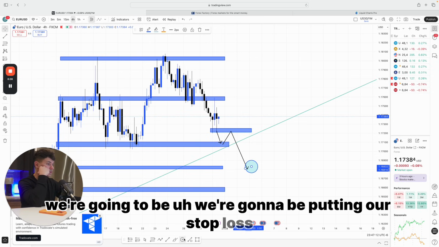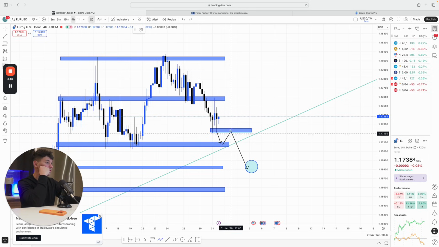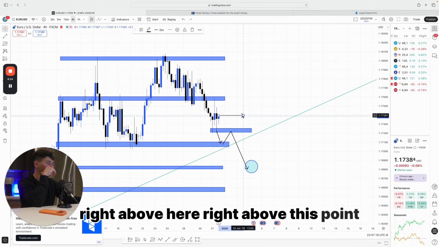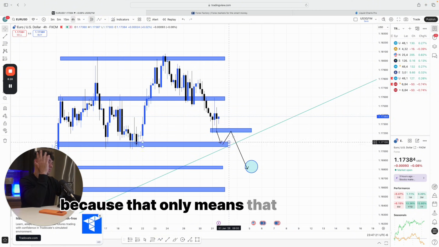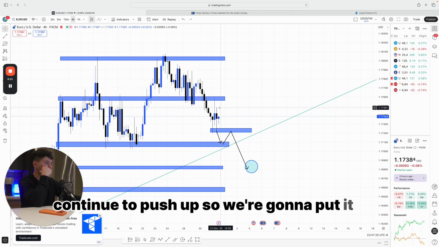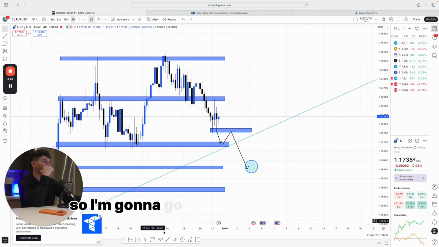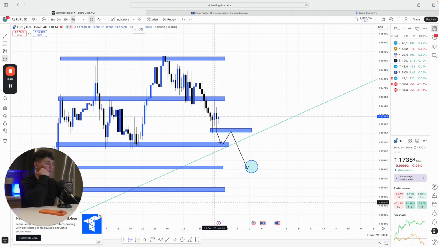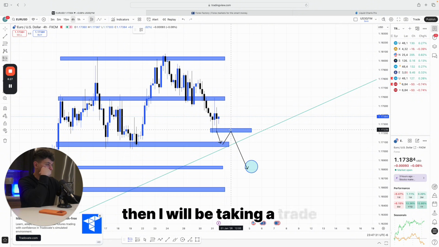In case price reverses, we're going to put our stop loss right above this point, because that would only mean the market is going to continue to push up. So we're going to put it right around here. I'm going to grab my short position, and then I will be taking a trade.